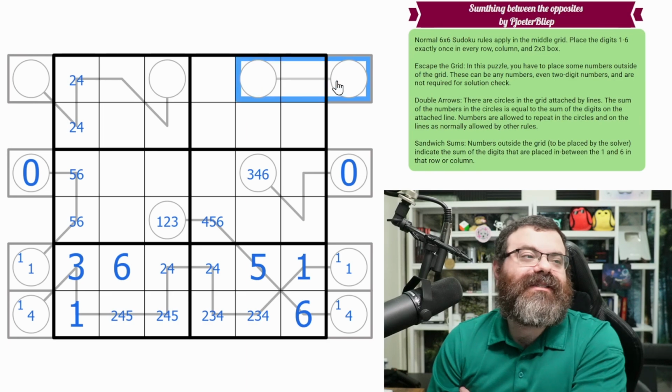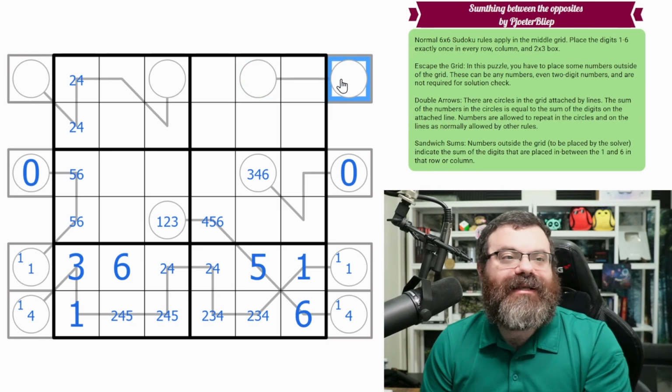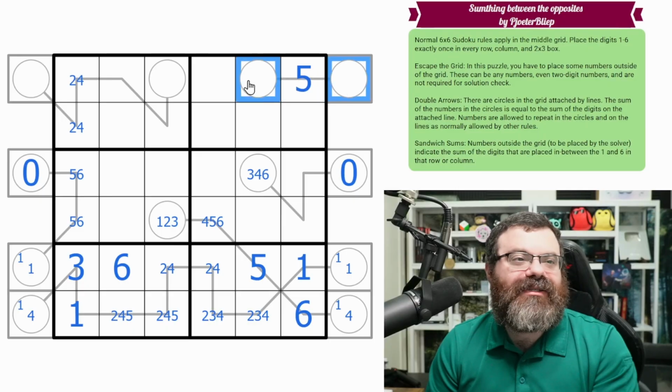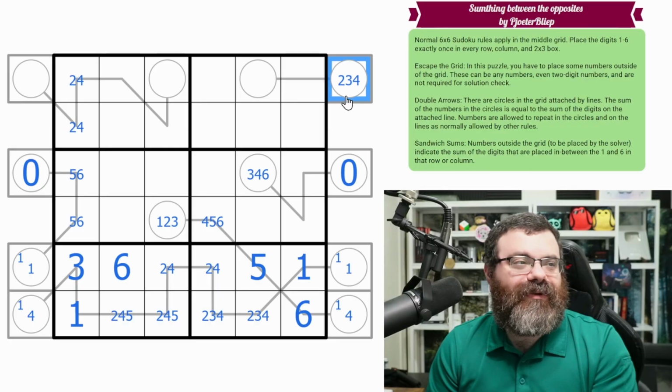Sorry, what's the max? Sorry, this is the smaller lines. We want to know what it maxes at. This can't be a 6, so this would be a 5. So basically, these two add to at most 5, meaning this maxes at 4. This is a 1, 2, 3, or 4. You cannot have a sandwich sum of 1, so it's 2, 3, or 4.